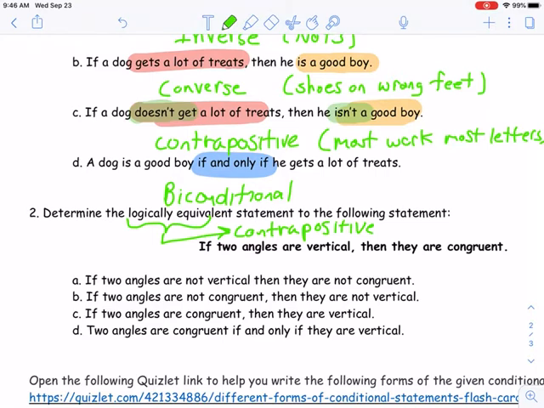So if two angles are vertical, then they are congruent. So we need to swap the order and put nots. If two angles are not vertical, then they are not congruent. Well, that's the inverse right there, because we didn't swap the order. So that one's out. If two angles are not congruent, then they are not vertical. Ding, ding, ding. I already found it at B. This is the contrapositive. So we're good. We figured it out.